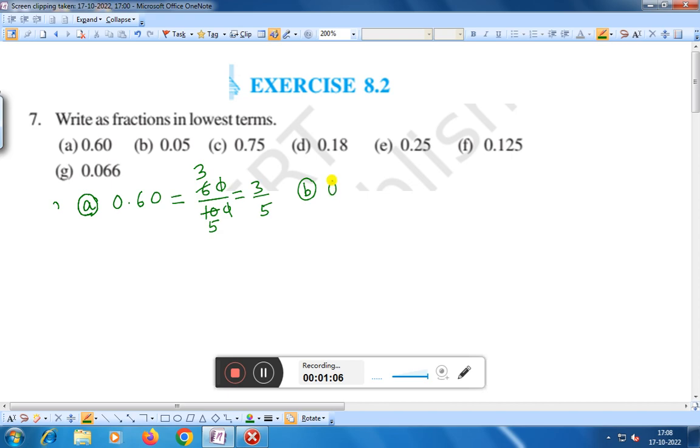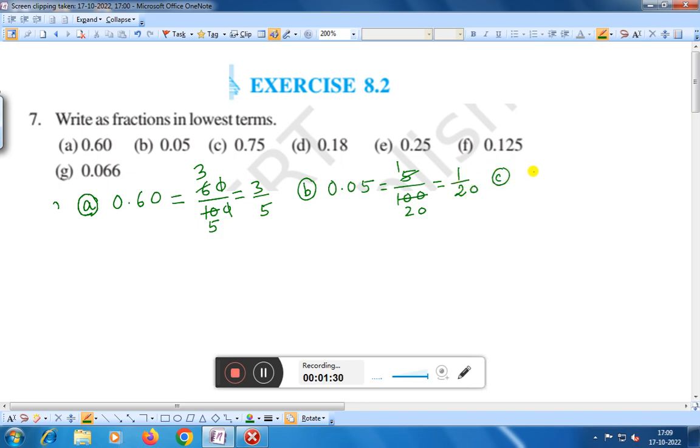Question number B is 0.05. It can be written as 5 by 100. You divide both the numbers by 5, that is 5 1s are 5, 5 2s are 10 and 0, and it will be 1 by 20.